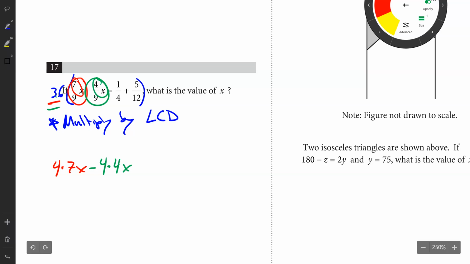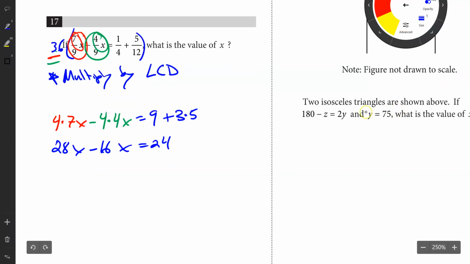And then you just keep going through and you keep doing that process. So equals 36 times a fourth is 9, plus over here 36 times 5 over 12. Well, the 36 and the 12 are going to reduce. I'm going to have a 3 left, so it's 3 times 5. Okay, so that gives us 28x minus 16x equals 24. Okay, because I'm going to get 9 plus 15. And now it's not a terribly hard equation to solve, right? So it's just that trick of multiplying by the LCD. So 12x equals 24, so x equals 2. And that would be our grid in response. We would grid in a 2.